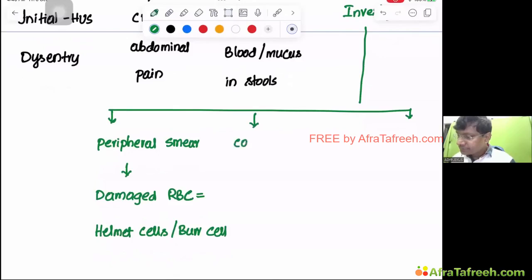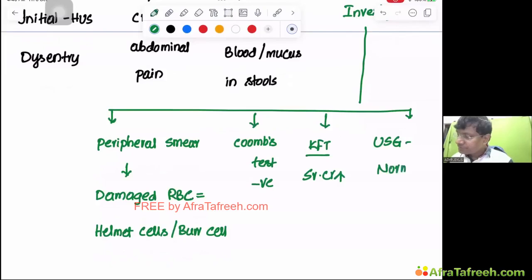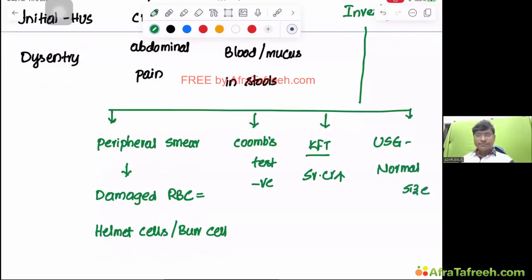And what about the Coombs test? Coombs test will be negative because it's not antibody mediated. And in kidney function tests, the serum creatinine levels are elevated. But when you do an ultrasound abdomen, the kidney will be of normal size. The size of the kidney is not affected in these individuals.